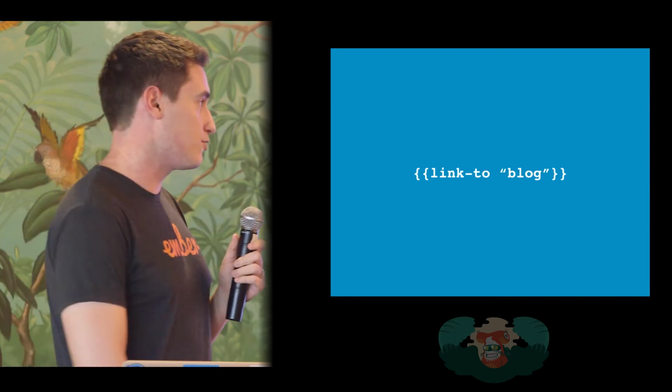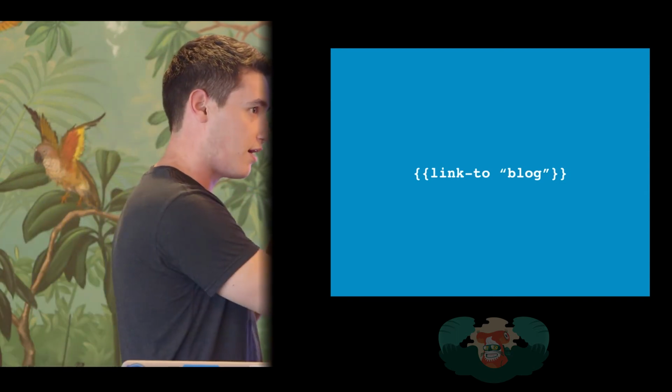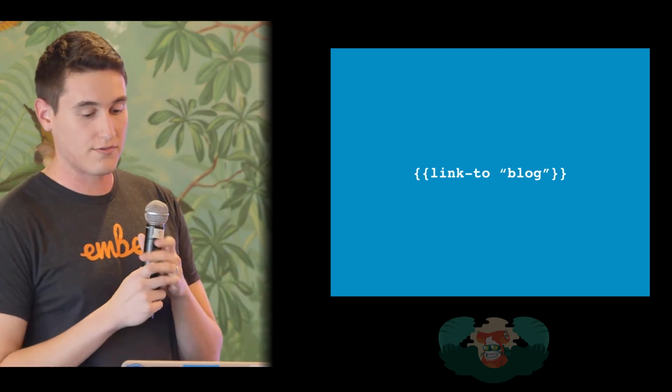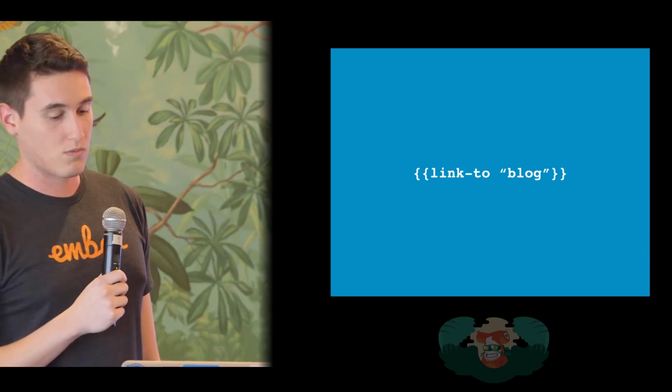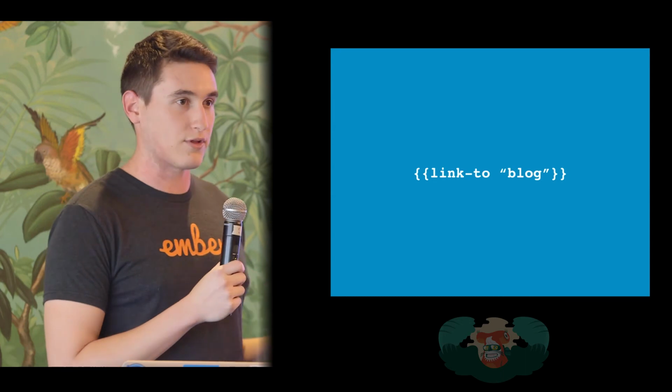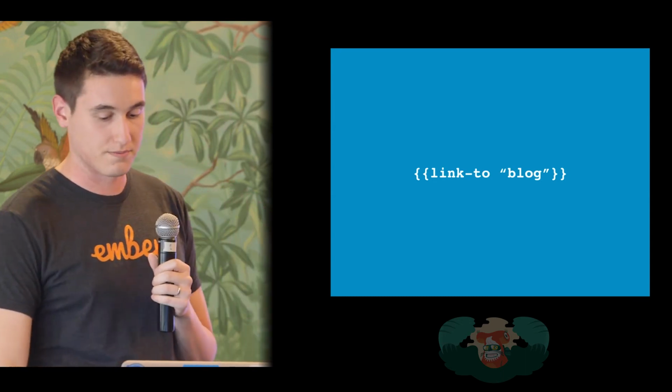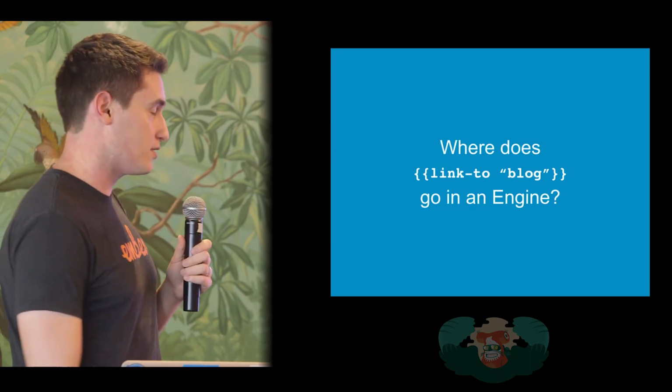So going back to our link to blog example, I know this is not correct handlebars syntax, I just shortened it for brevity. Where would this go? Well, in a normal application, it's pretty easy. It just goes to a route named blog. Straightforward. But where does this go in an engine?